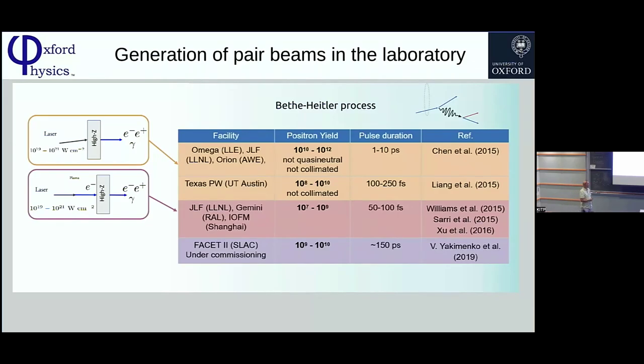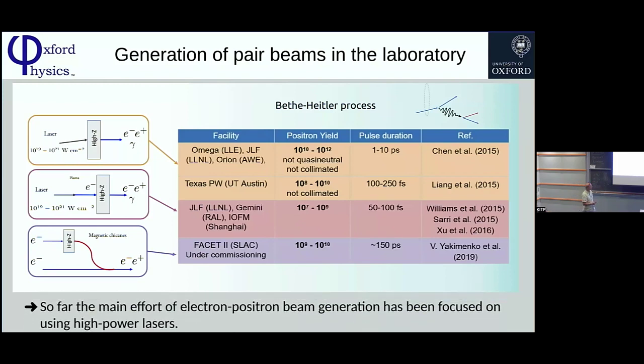Or you can use accelerators, where you combine electrons and positrons. There should be a plus here somewhere, but sorry, electrons. Then you convert electrons into positrons, and you go through chicanes. But all of this is not really available right now.